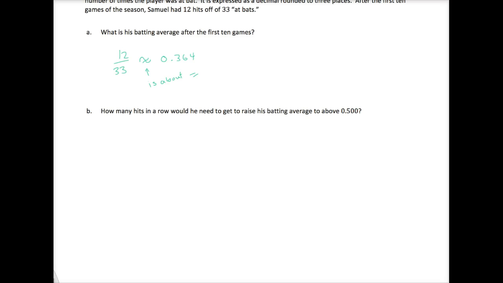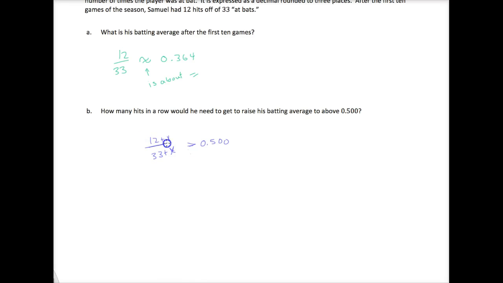That's what the question asks. How many hits in a row would he need to raise his batting average to above 0.500? So we need him to get greater than 0.500. All right, so how many hits? Well, he's going to add hits to his season. That means we're going to add in both places. 12 plus x over 33 plus x. It's amazing how quickly we can make a problem complicated, right?